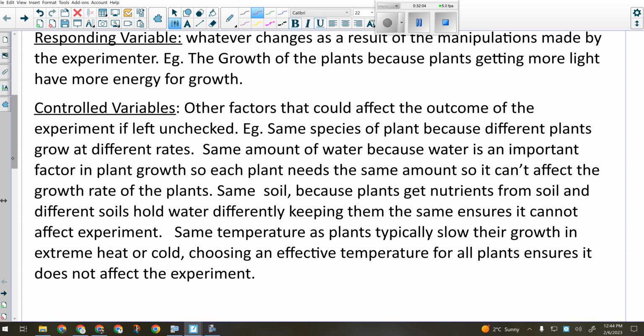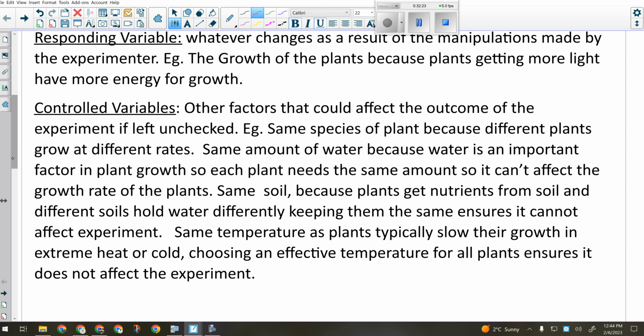What 3 words need to be in a hypothesis? If, and, then. Those 3 words must be in a hypothesis.